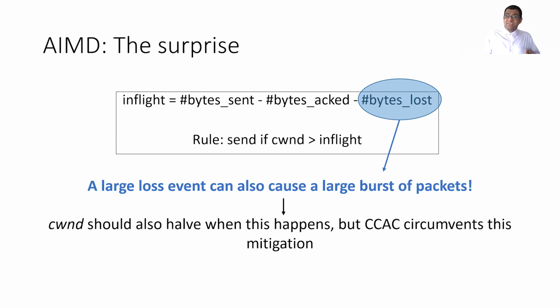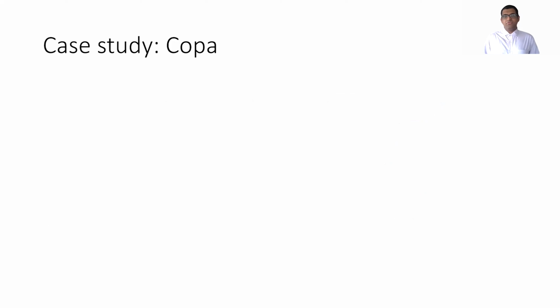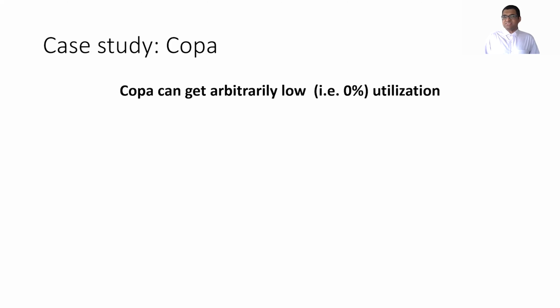But this is surprising because the congestion window should also halve when this happens. But CCAC circumvents this mitigation. In the paper, we prove bounds on when this happens. The longer talk discusses an example. We also studied Copa, and we asked CCAC whether there are cases where it can get low utilization. And it answered yes, it can get arbitrarily low utilization.